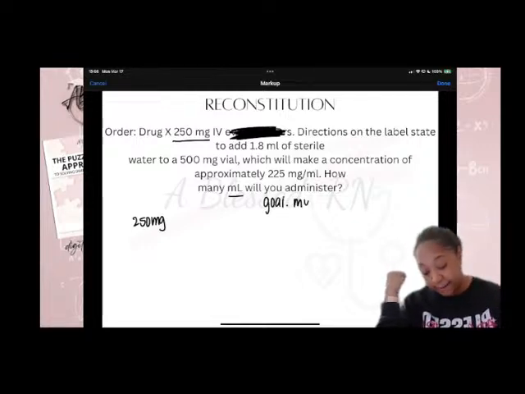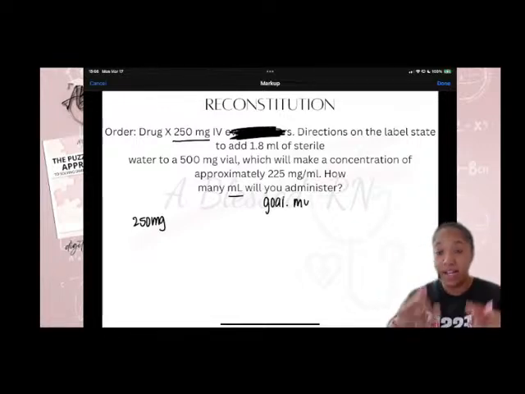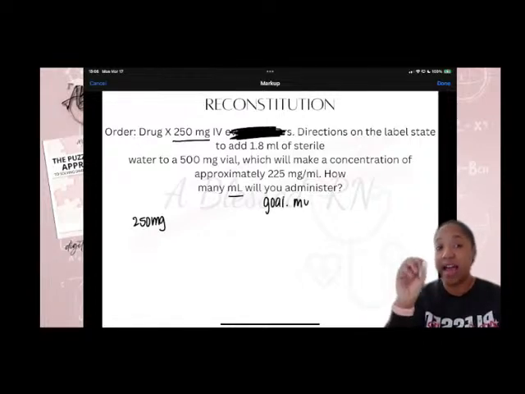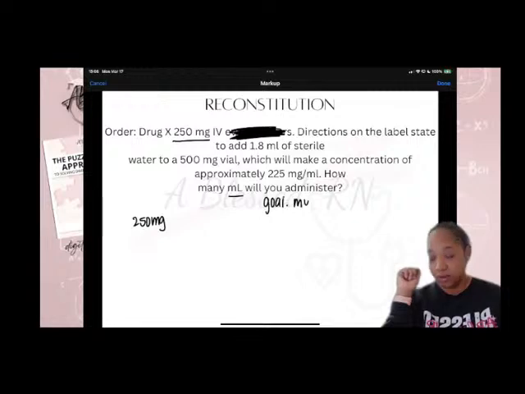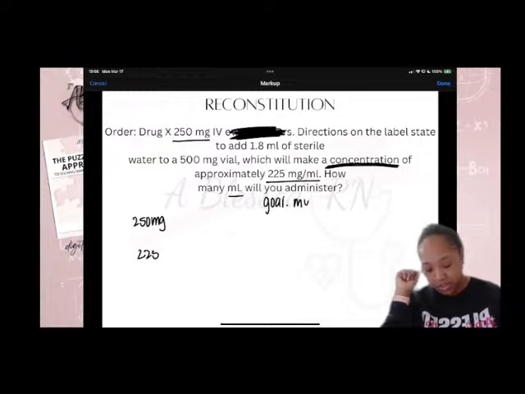So then, what is the concentration of the medicine after you have added whatever you need to add to it to make it a liquid? That's what you want to use, okay? So concentrate on the what? Concentration. So it will give you that: 225 mg per mL.